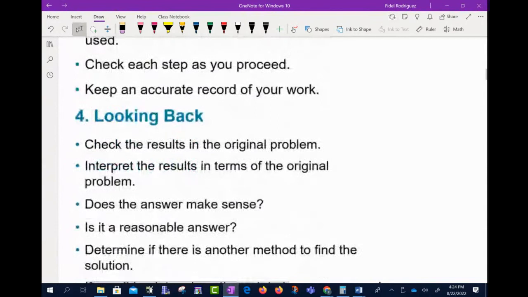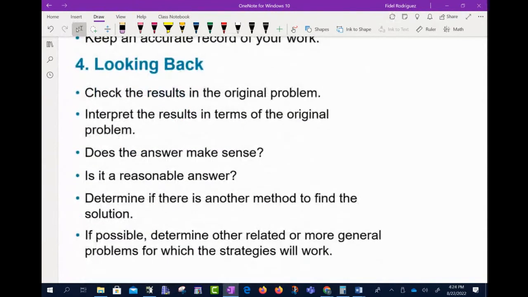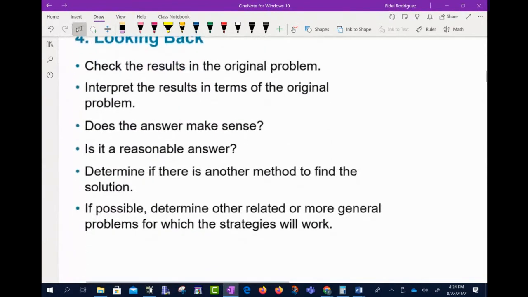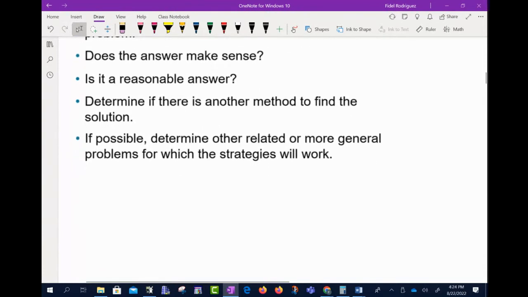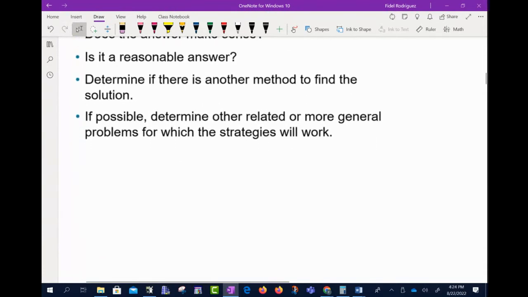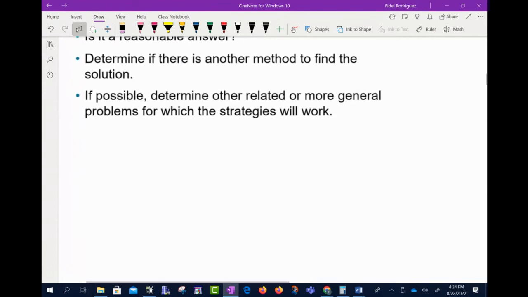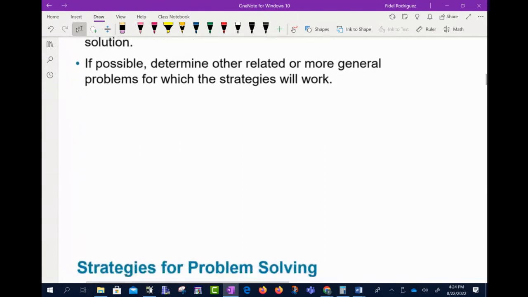Looking back, check the results in the original problem. Interpret the results in terms of the original problem. Does our answer make sense? Is it reasonable? Is there another method for finding a solution? If possible, can we determine other related or more general problems for which the strategies will work?